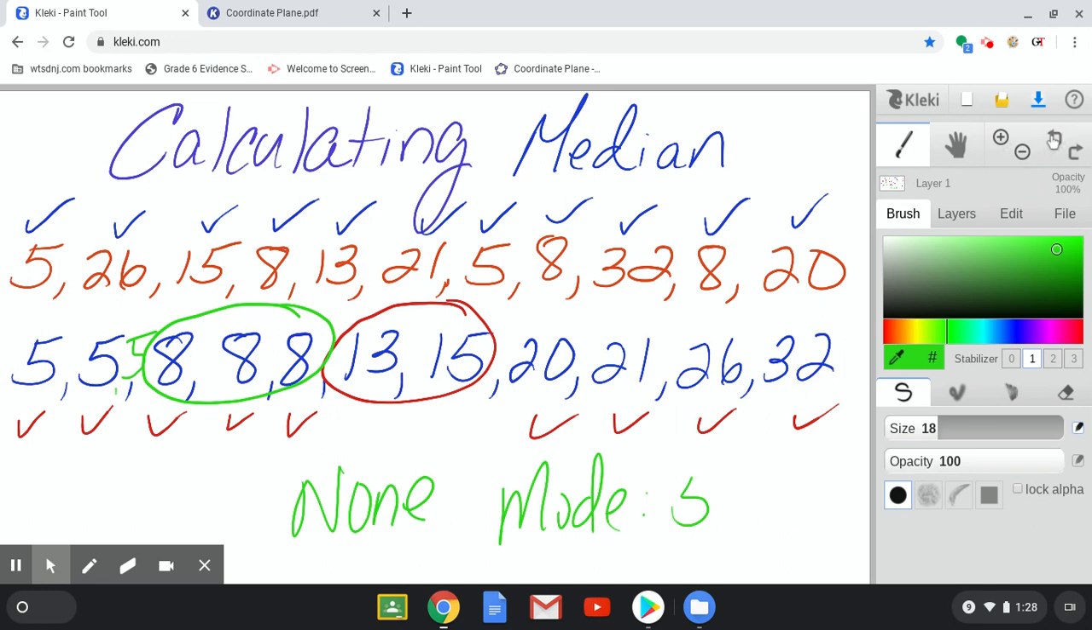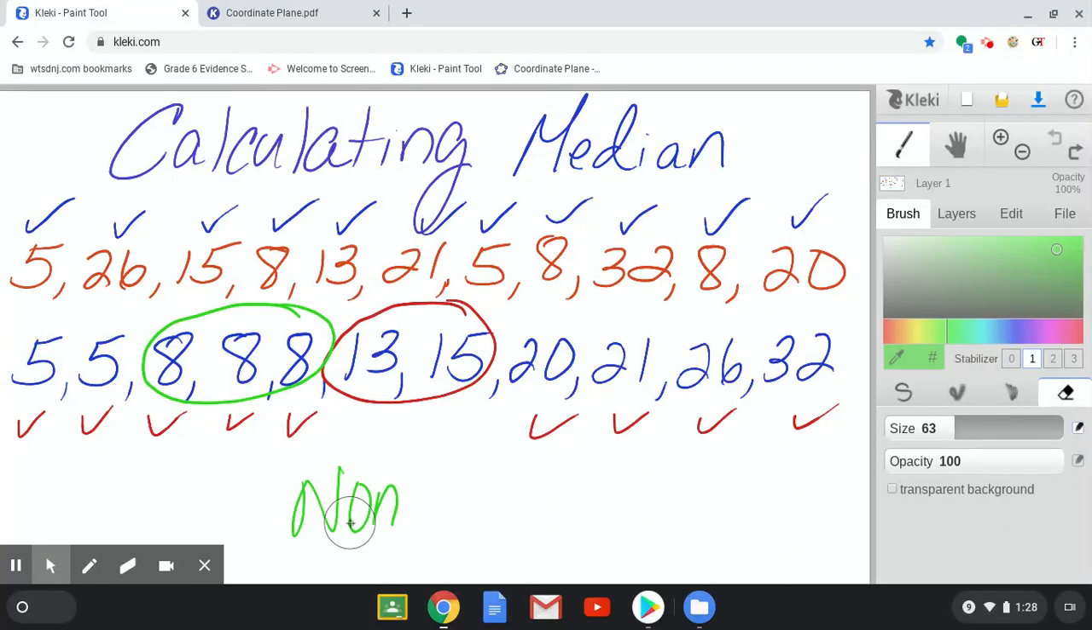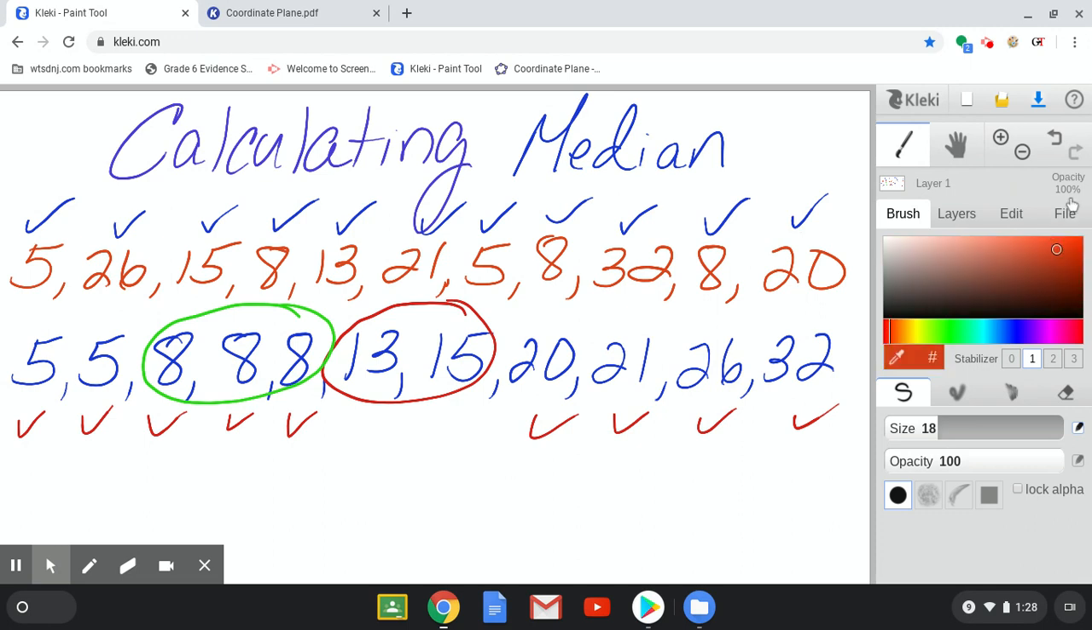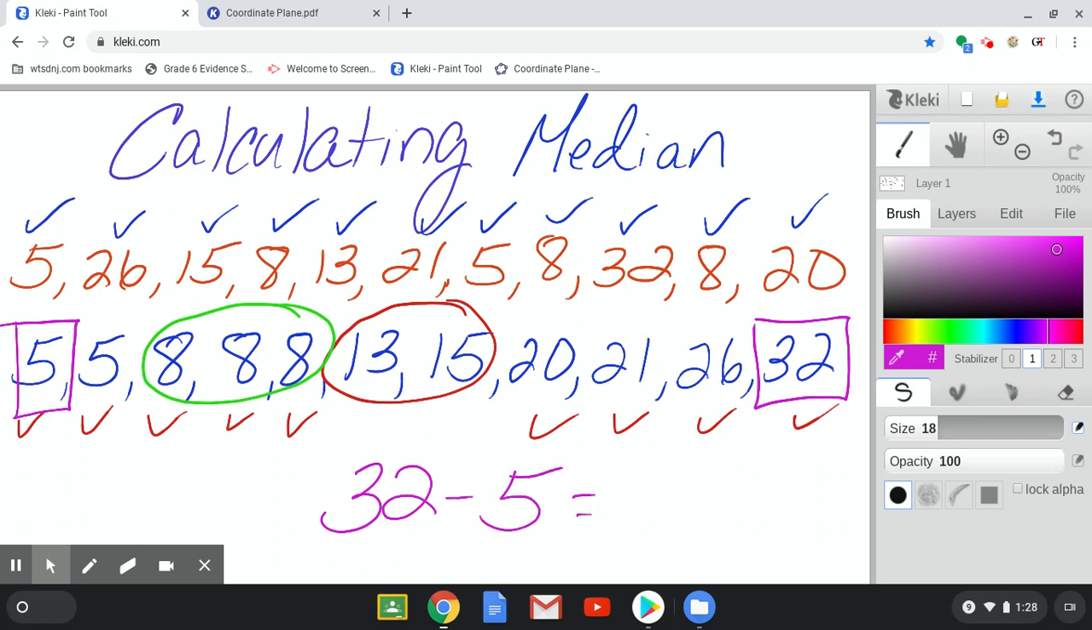All right, the last thing we are looking at is the range. So for the range, you are taking your largest number or your greatest number and subtracting your smallest number or your least number. So again, this is where using the order that's already in least to greatest comes in handy. So we're going to take our largest number, which is, in this case, 32. We are going to subtract the smallest number, which is 5. So we would take 32 minus 5, and that would give us 27 for our range.